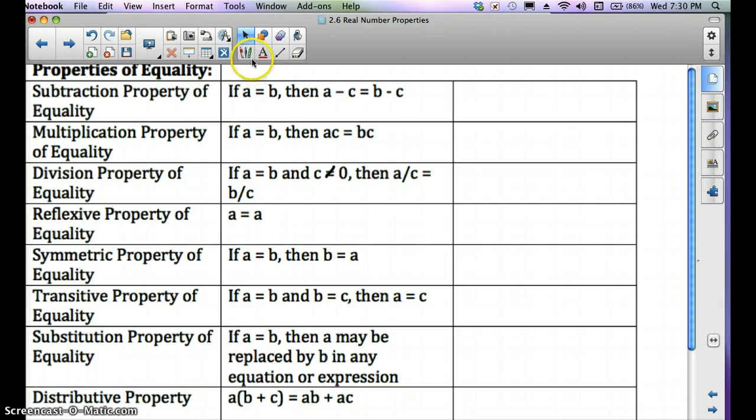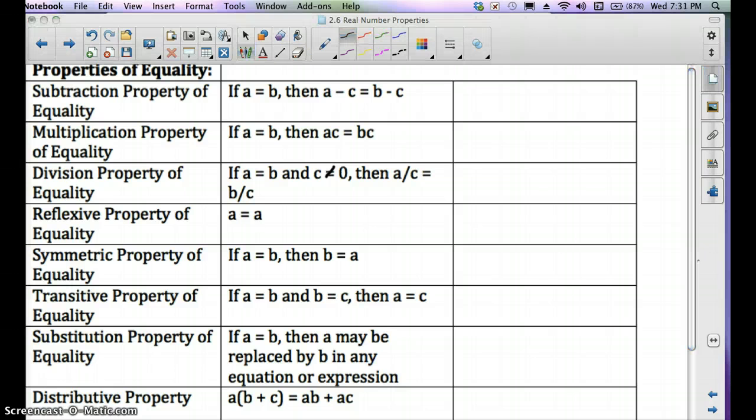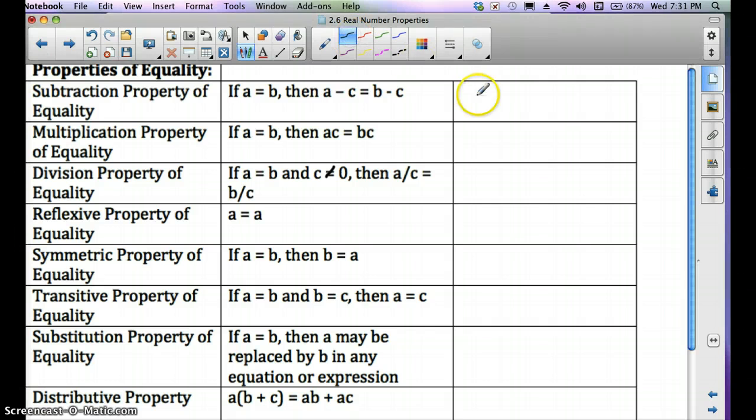But first we need to know what these properties of equality are. So I want you to pause the video and write these down, and then I'll show you some examples. Subtraction property would be if we had x plus 3 equals 6 and we subtract 3 from both sides. If a equals b, then a times c equals b times c. So let's say we started with x over 4 equals 2. I could multiply by 4 on this side and multiply by 4 on this side. Division property: a equals b, so a divided by c equals b divided by c. If we had 4x equals 16, we could divide by 4 on both sides.